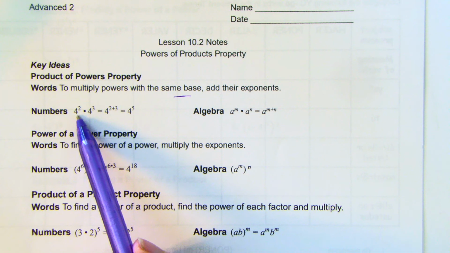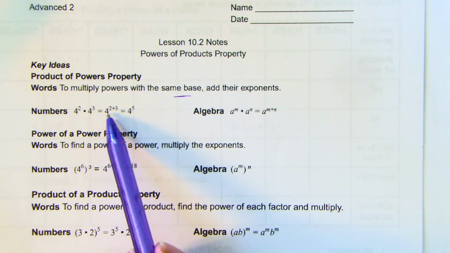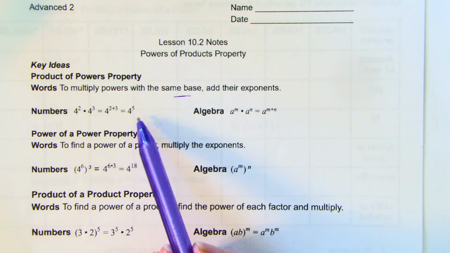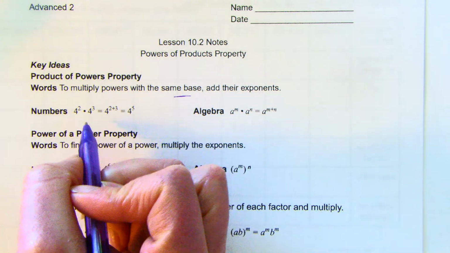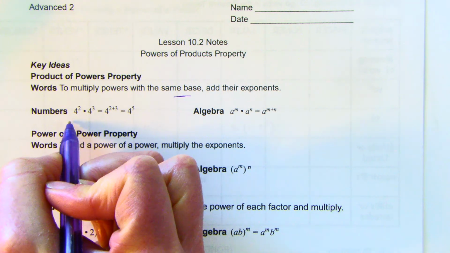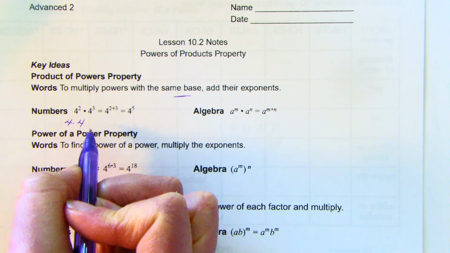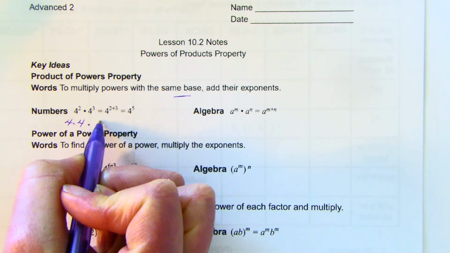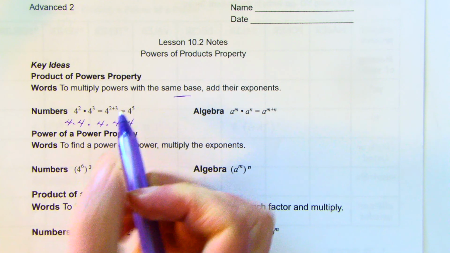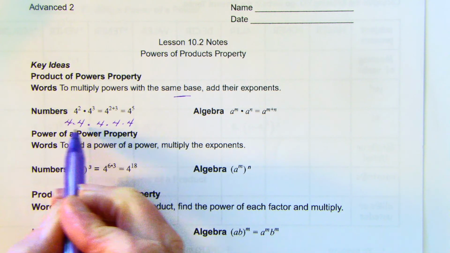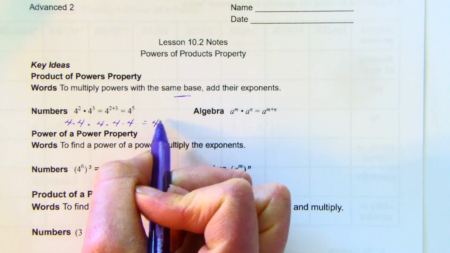So 4 to the second power times 4 to the third power equals 4 to the 2 plus 3 power, which gives you 4 to the fifth power. Right? And you can look at that. You can expand it out. You can look at 4 times 4, and then multiply 4 times 4 times 4. So here's 4 to the second and 4 to the third, and when you get that all expanded out, you can see that it is 4 to the fifth.